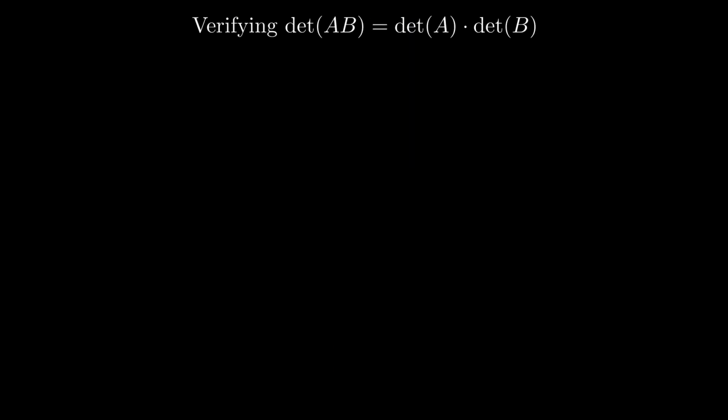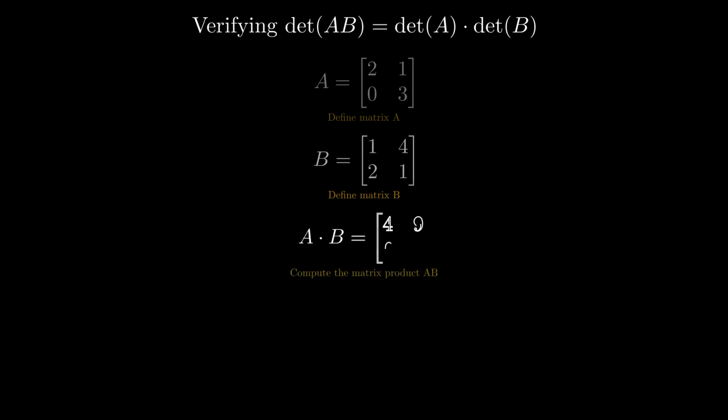Let's verify this property with a concrete example. Take A as the 2 by 2 matrix with rows 2, 1, and 0, 3. Take B as the matrix with rows 1, 4, and 2, 1. The product AB gives us the matrix with rows 4, 9, and 6, 3. Now let's compute each determinant.